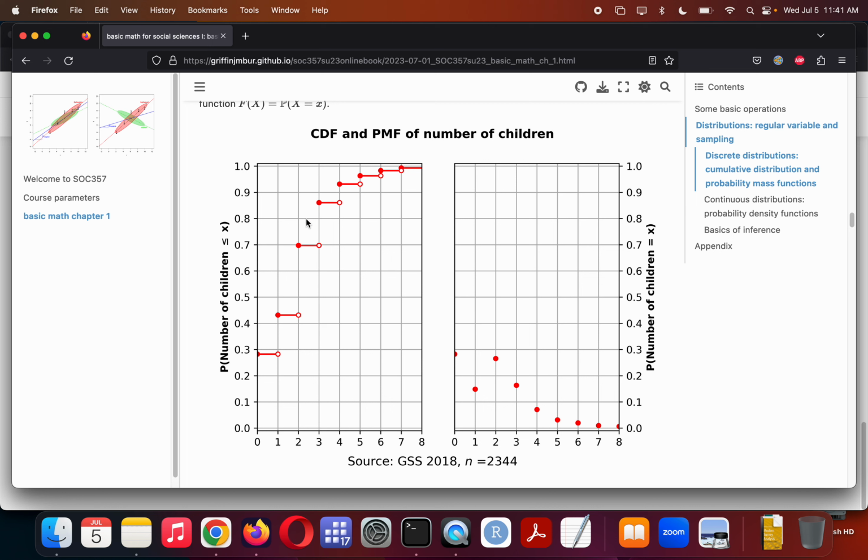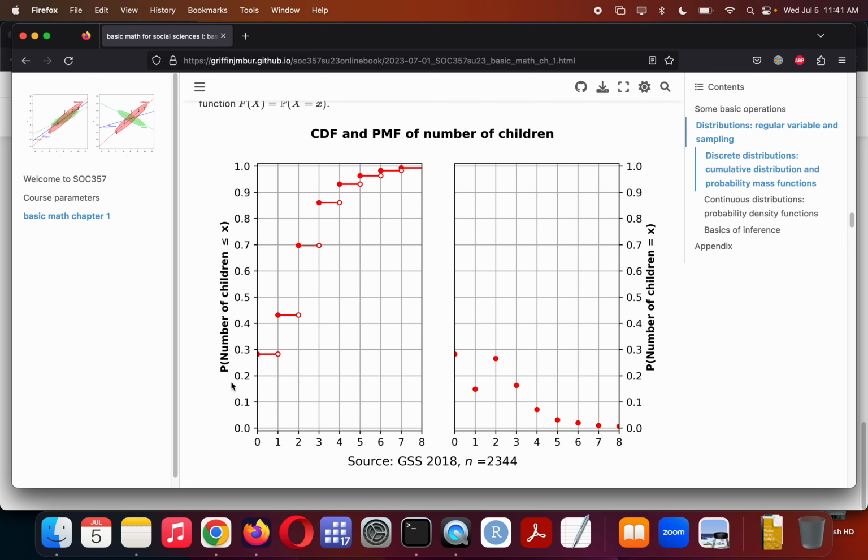So note a couple of things about this function. First of all, these heights represent the percent of people that had that many of that observation or fewer. So it's cumulative, hence cumulative distribution function. Or you can look on the y-axis here and see that this is the probability that the number of children were less than or equal to that value of x.